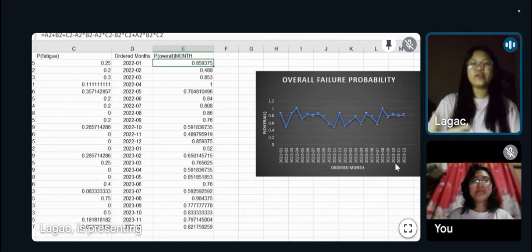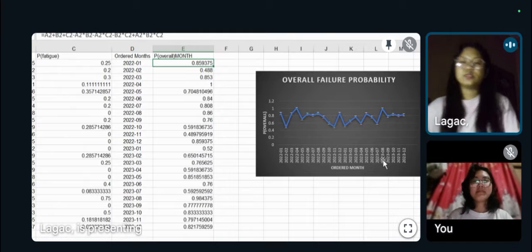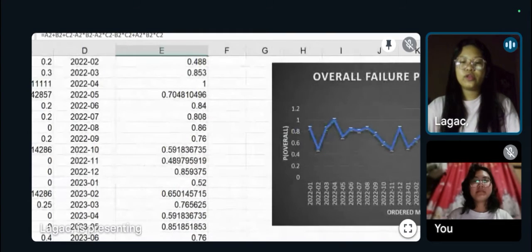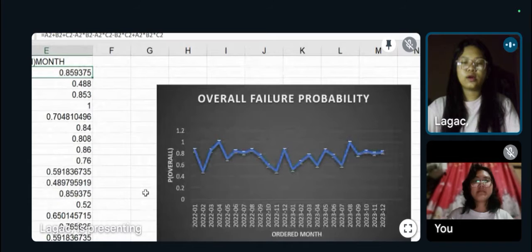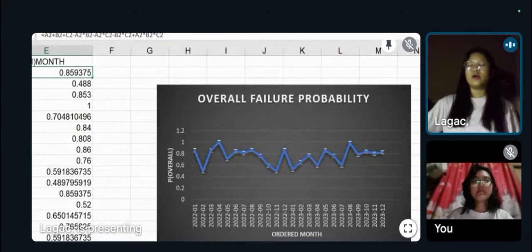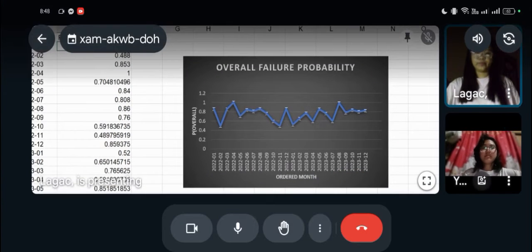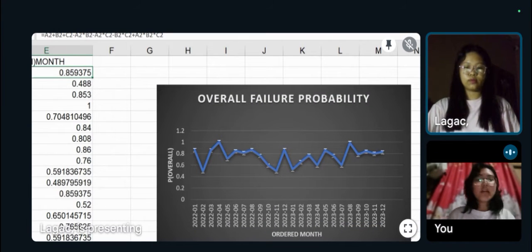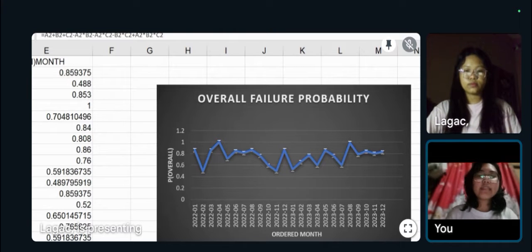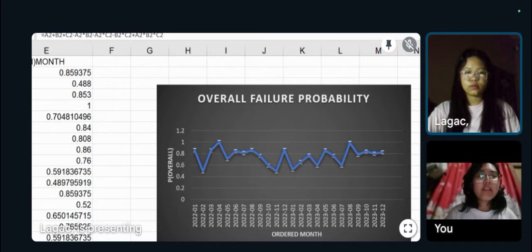Now, Venka will explain to you the conclusion of our overall failure probability. Well, in conclusion, the overall failure probability as of April 2022 and August 2023 shows the highest risk of failure of 1 and has the lowest in November 2022 and January of 2023.